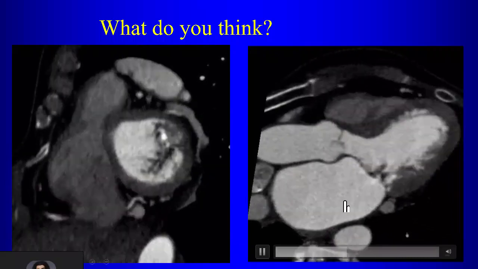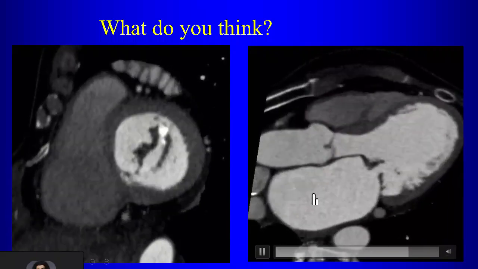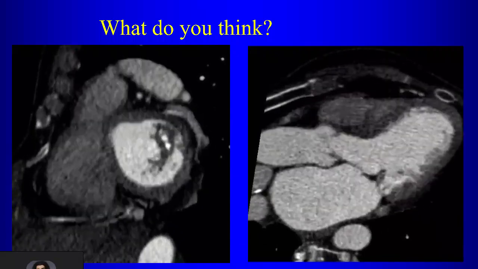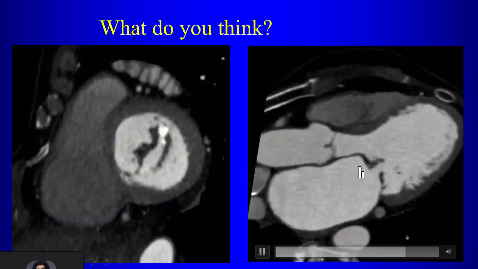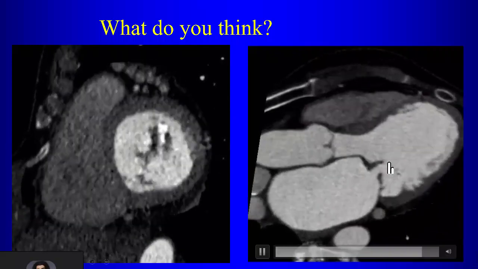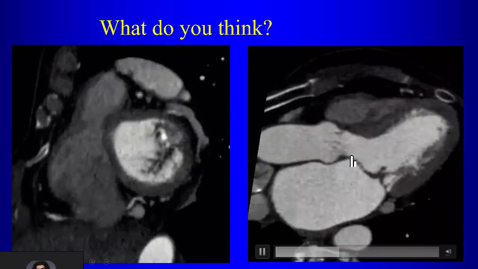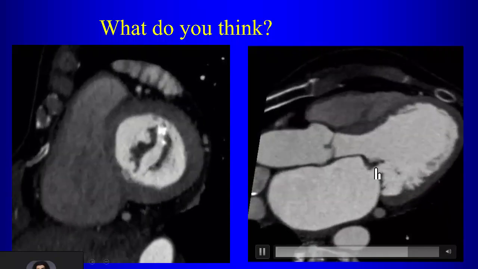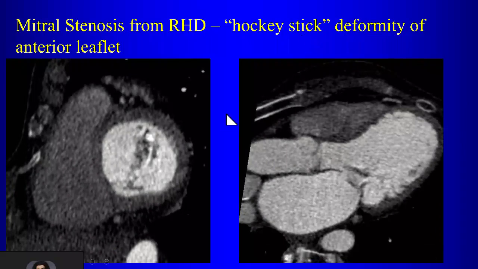What chamber is dilated? Left atrium. Left atrium. So what does this patient have? Mitral stenosis. What's the etiology going to be then? Rheumatic heart disease, right. Now there's a particular shape of this mitral valve that we've talked about, the hockey stick deformity, right. It looks like a hockey stick, and that is associated with rheumatic heart disease and mitral valve stenosis. So it's a patient with mitral valve stenosis from rheumatic heart disease.